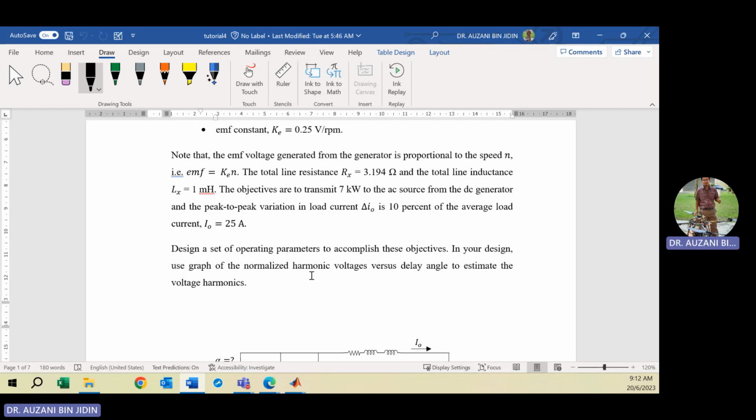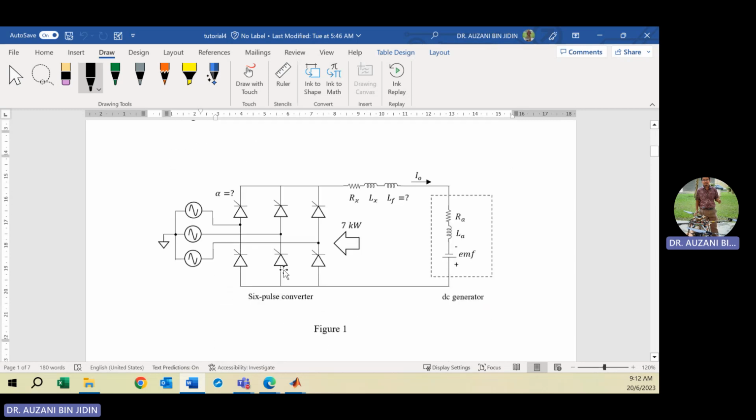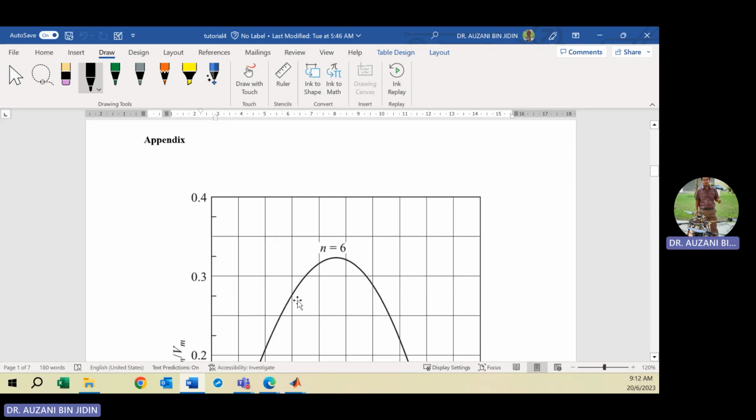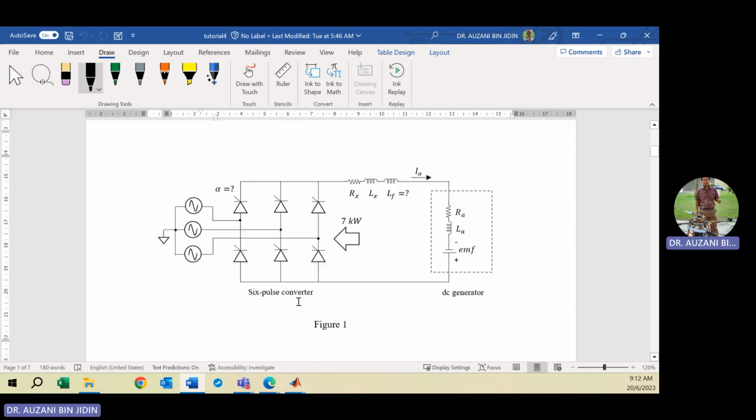the power absorbed by the bridge, power losses absorbed by the resistance. In this case, you have two resistances, which are armature resistance and line resistance. Okay, so in your design, you need to use the graph given here in order to estimate the voltage harmonic.